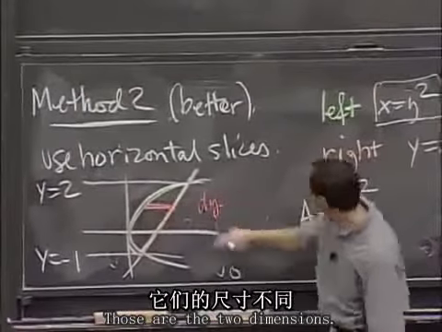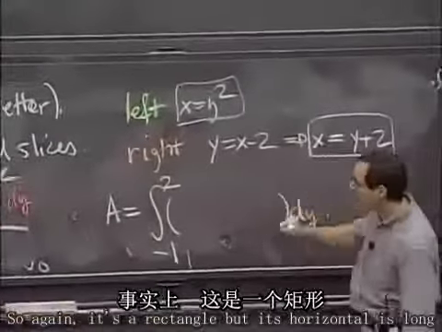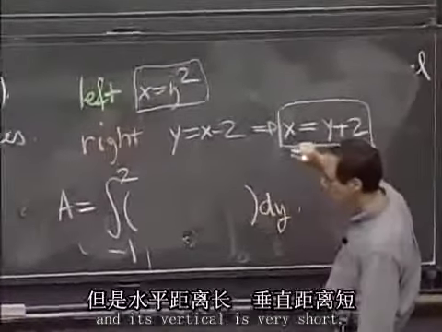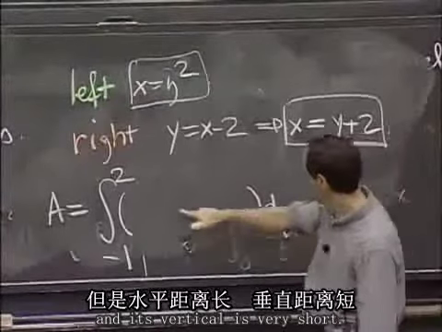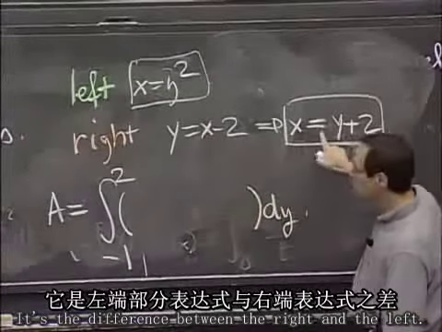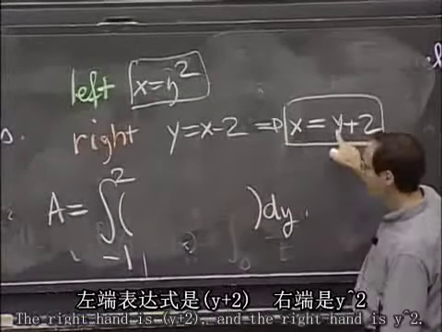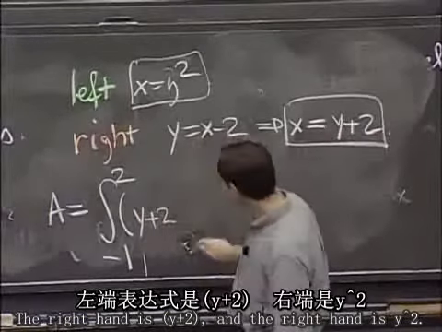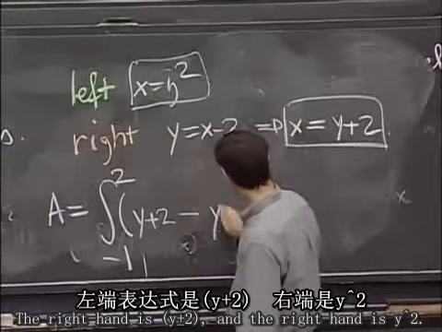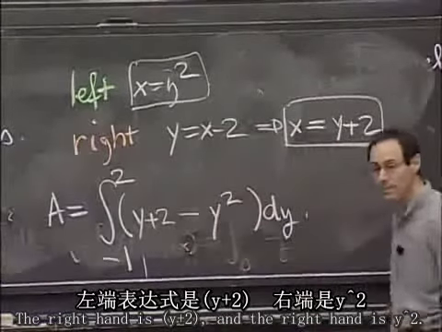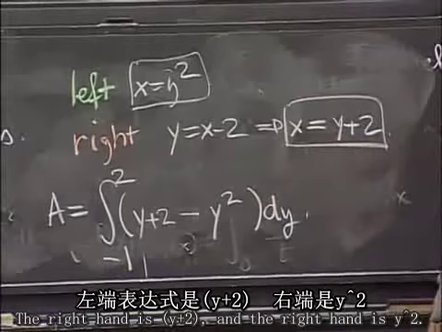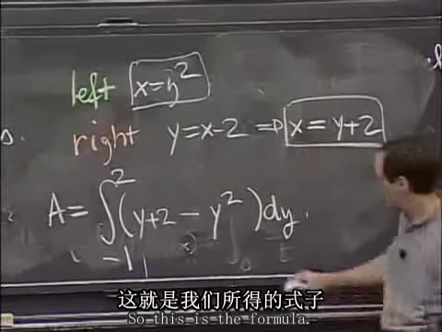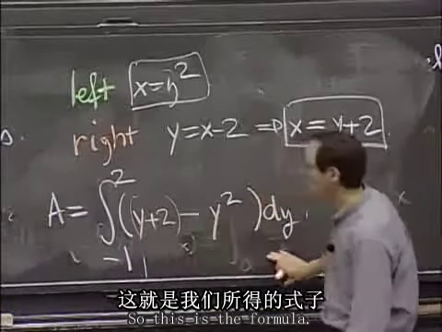And now the difference is this distance here, the distance between the rightmost point and the leftmost point. Those are the two dimensions. So again, it's a rectangle, but its horizontal is long and its vertical is very short. And what are they? It's the difference between the right and the left. The right-hand is y plus 2, and the left-hand is y squared. All right? So this is the formula.